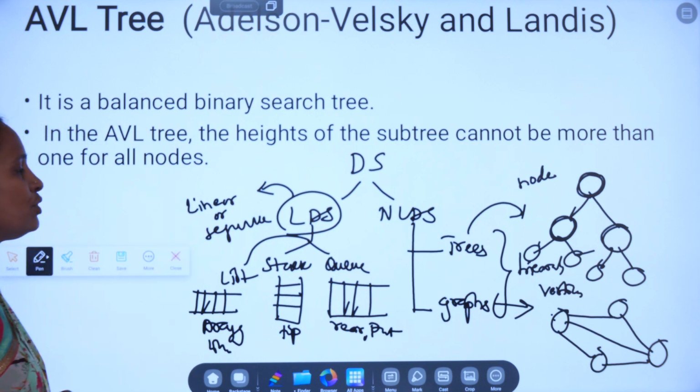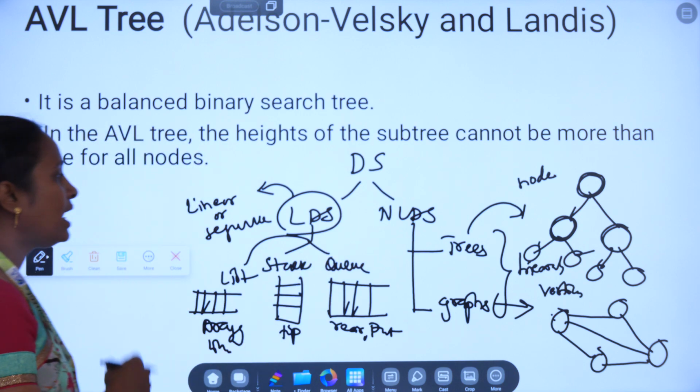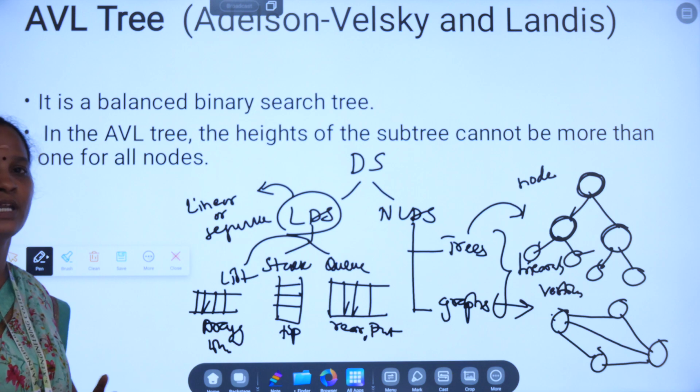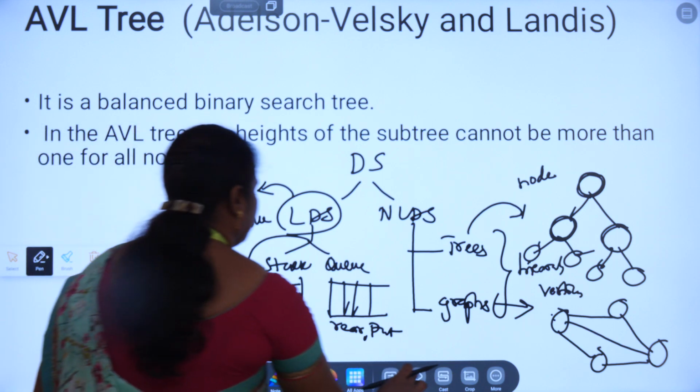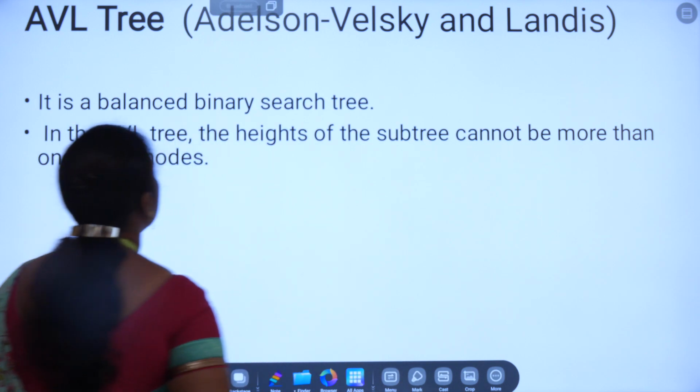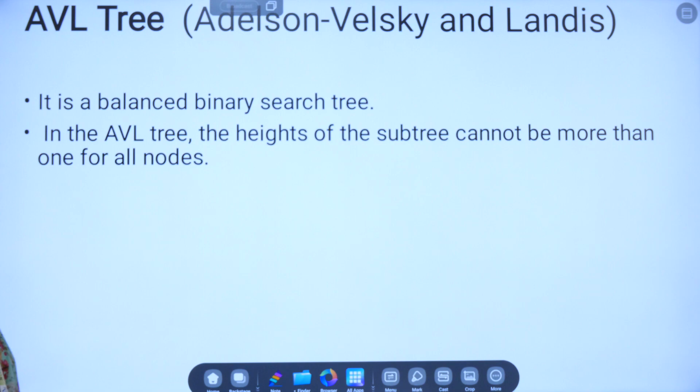Now we are going to see about trees. Trees come under the concept of non-linear data structures, and we have different types of trees. We can organize and store our data in the computer so that it can be used efficiently. The tree we are going to discuss today is the AVL tree. So what is an AVL tree? Why do we need an AVL tree?